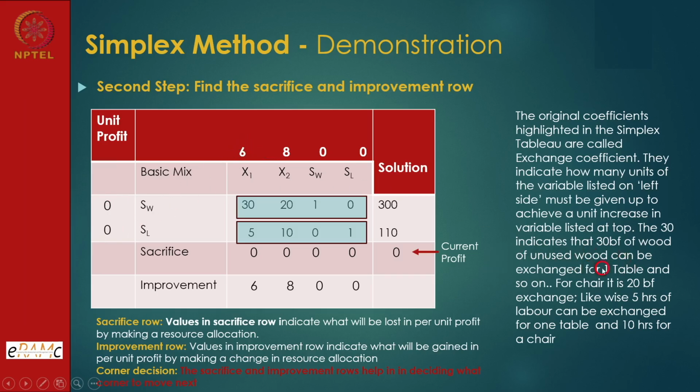The 30 indicates 30 board feet of wood used for the table, and for the chair it is 20 board feet, and 5 hours for labor and so on. So these are the coefficients, and now these are the solution. These are the unit profits. On the left side it is 0 0 because it is a dynamic part, and this is a static part: the per unit profit for table and chair, which is reflected here also.